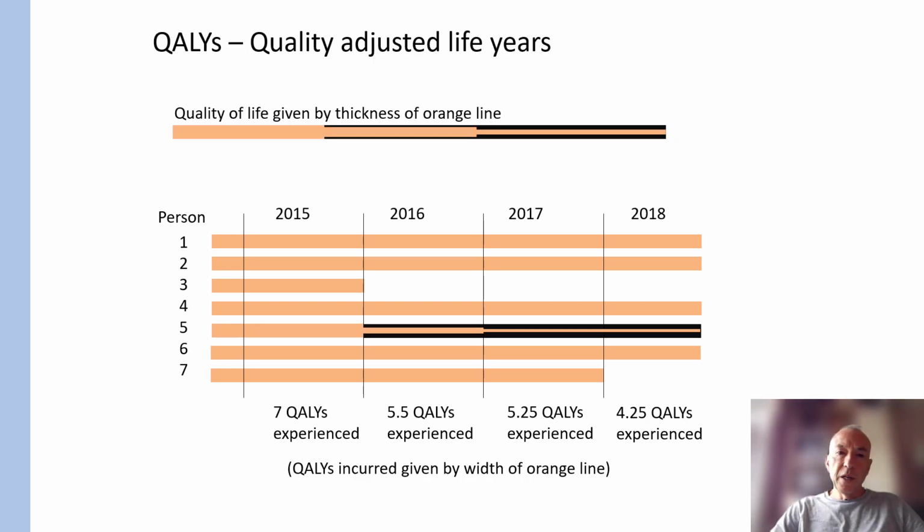And then we can also take into account the quality of life of people while they're living. So these are quality adjusted life years. So now the orange line, we have parts of black in the lines at some certain points, which represents the quality of life represented by the orange part of the line. So you can see that individual 5, for example, has a reducing quality of life through 2016, 2017.